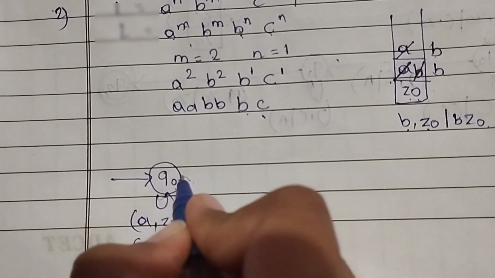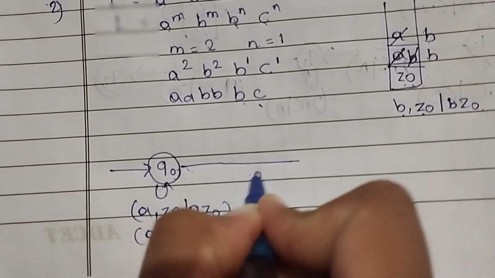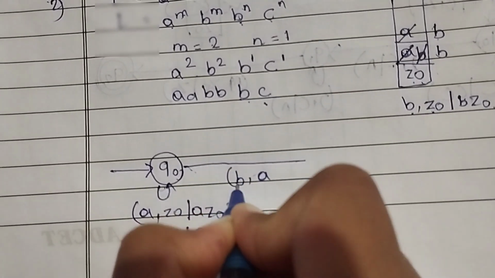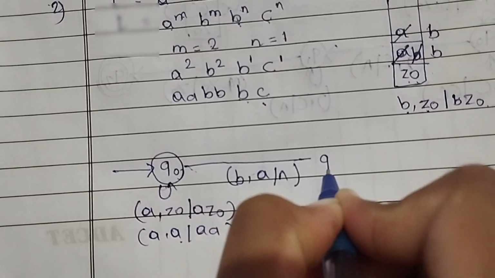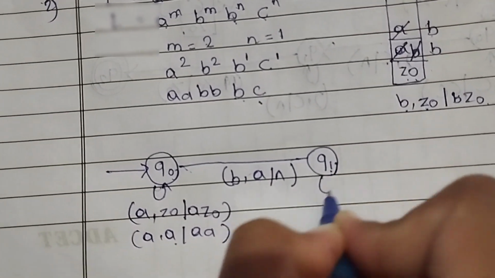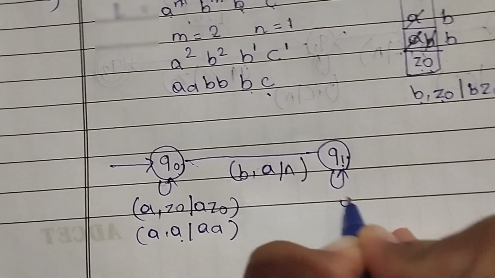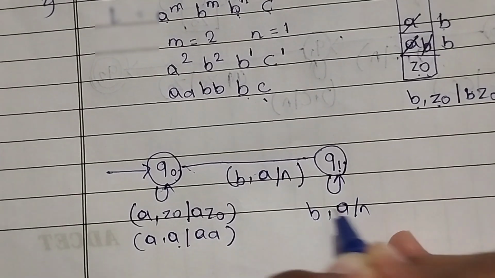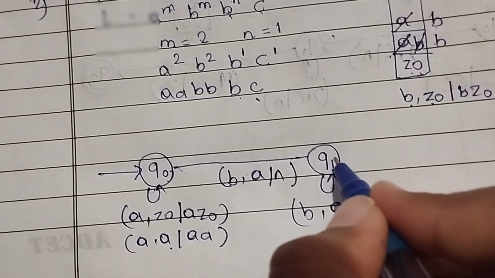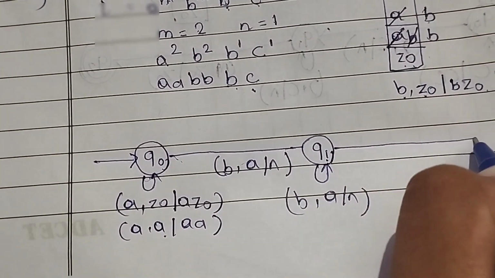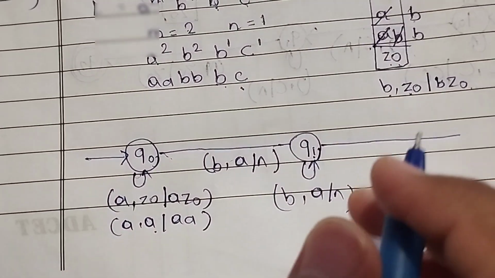Now we read B, so we do not push the B's. So next time if A is present, you read B, then pop. So we are now in the next state, Q1. Same here also, if A is present and you read B, then pop the A. Okay, this is the popping. Now in the next state, Z0, all the A's are popped and Z0 is present.